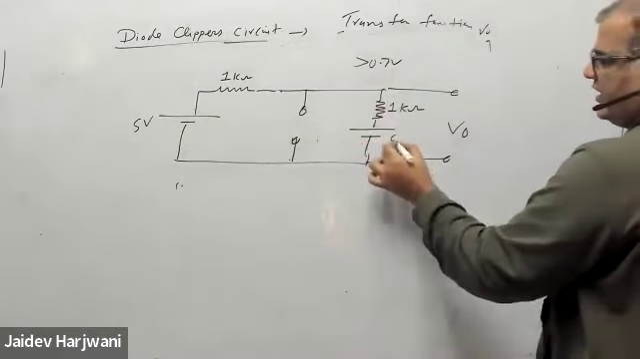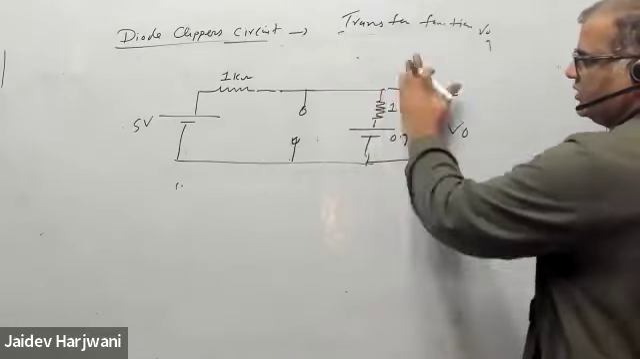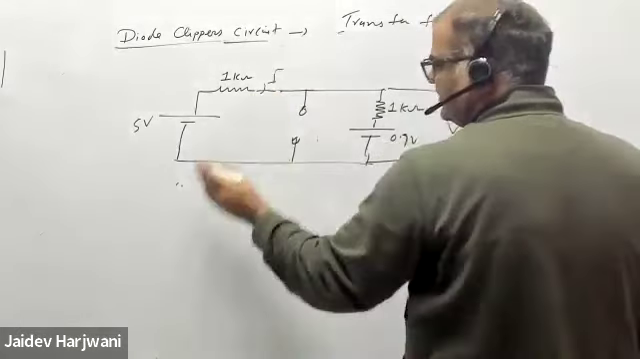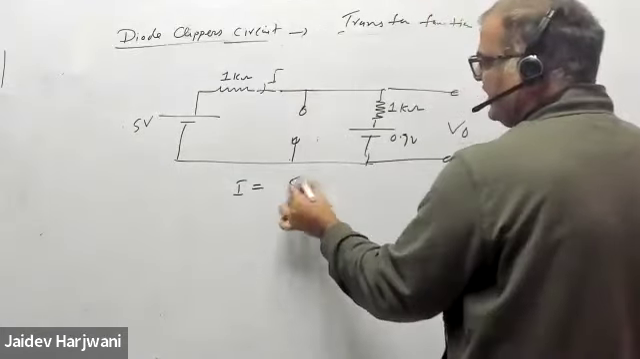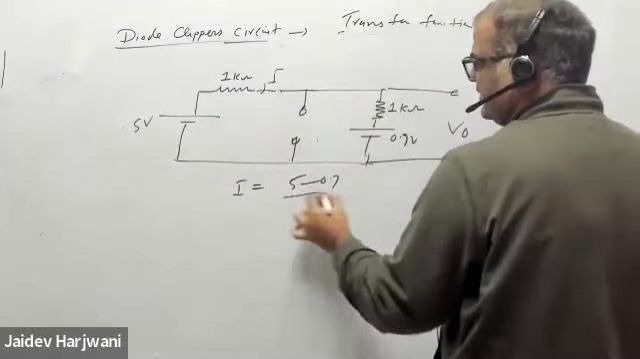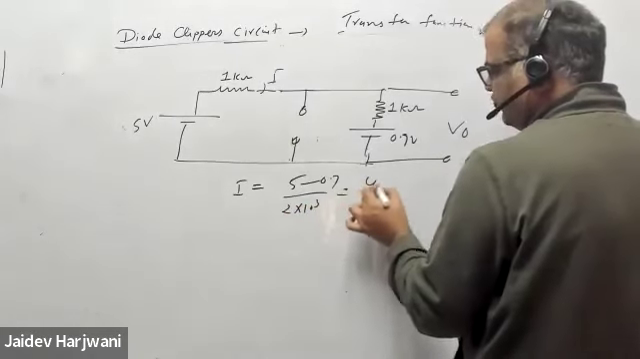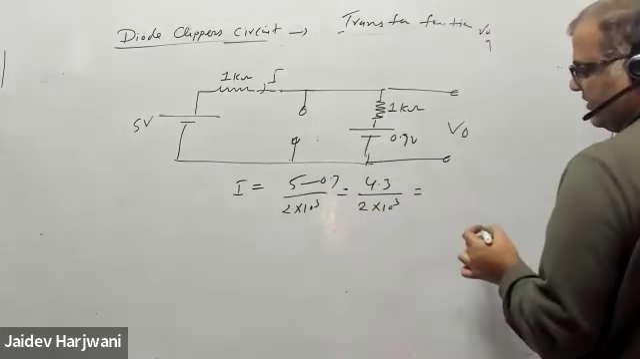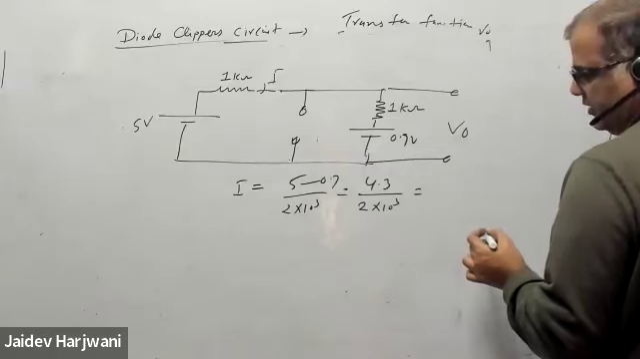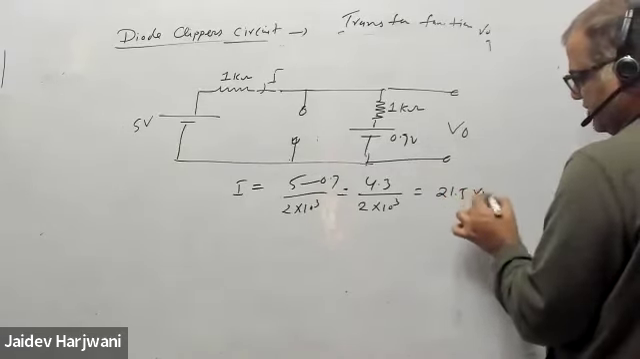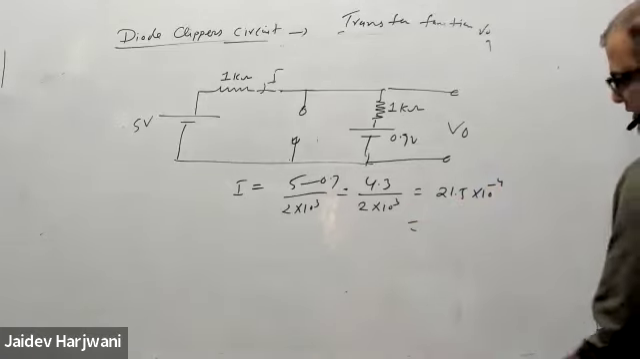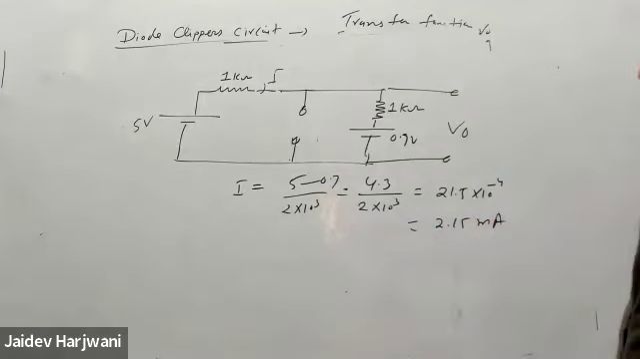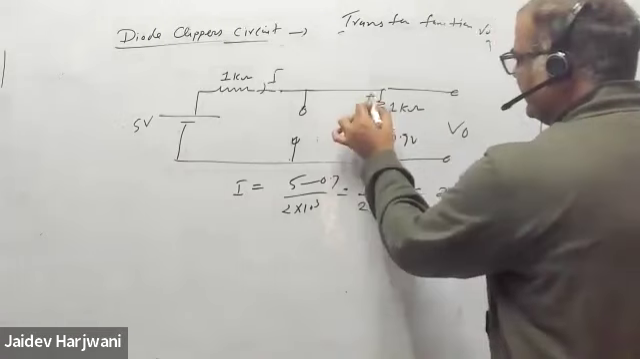Okay. Now you can find what is the output. Now you can use this as a single loop. So current in the branch will be how much? I will be (5 minus 0.7) upon 2 kilo ohm. That is 4.3 volt upon 2 into 10 to power 3. How much milliampere will come? Tell me. 2.15 milliampere current is flowing.